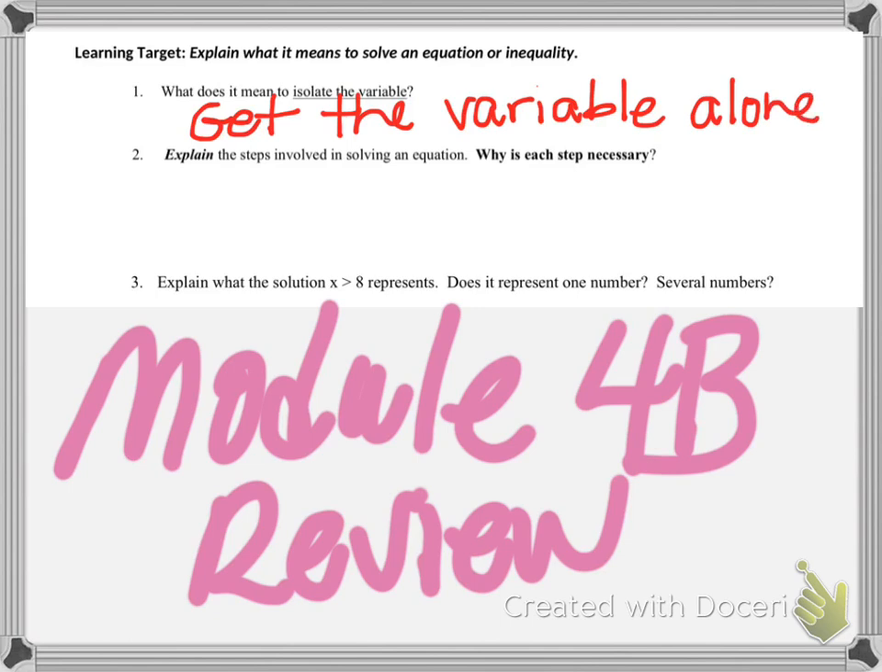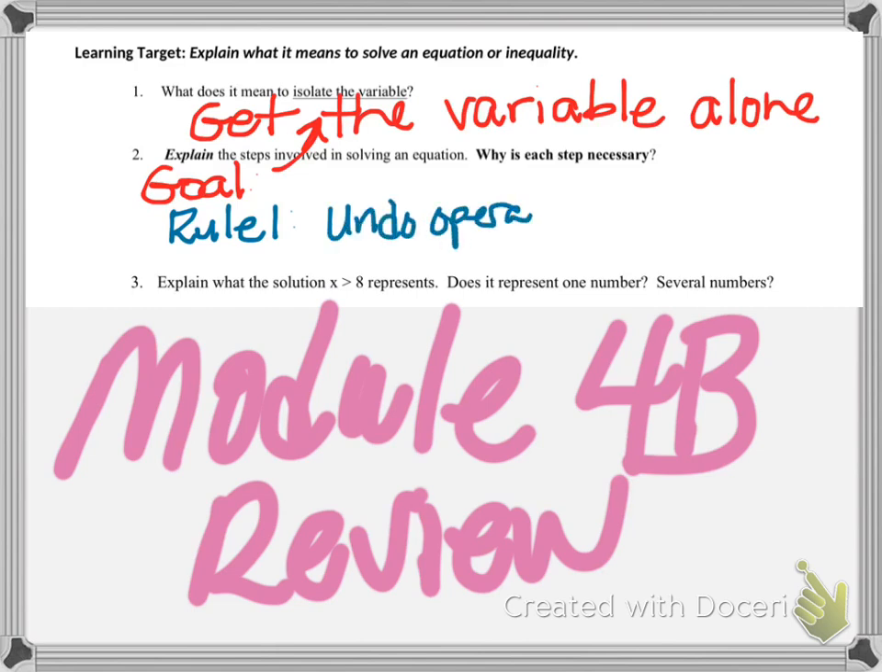Okay, explain the steps involved in solving an equation. When you solve the equation, there are a few things that we talked about. The goal, first of all, is to isolate the variable. And then we had a couple of rules. Rule number one is to undo operations with opposite operations.